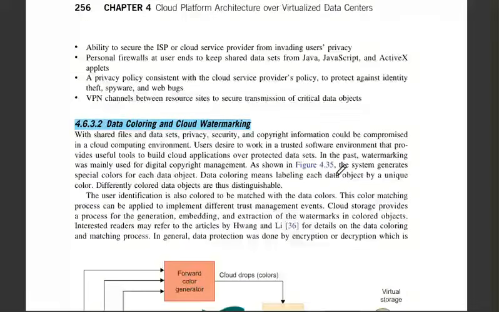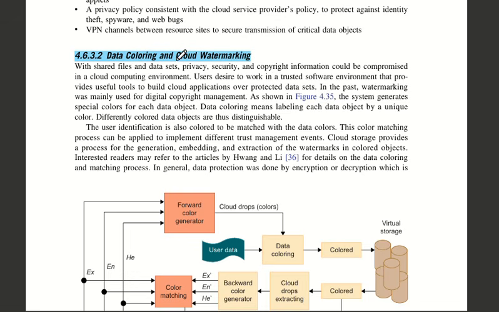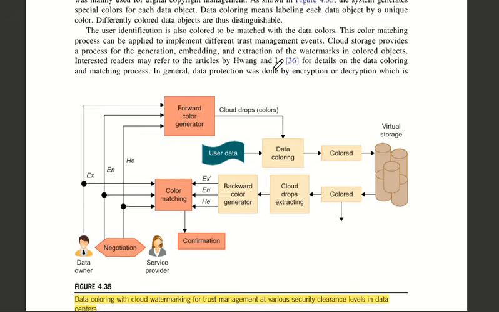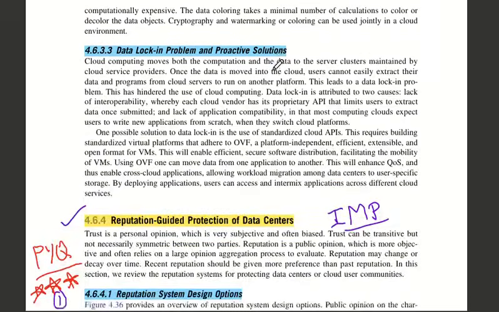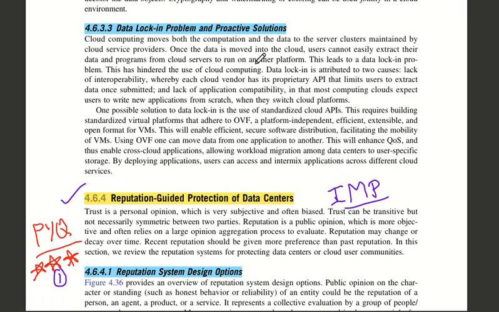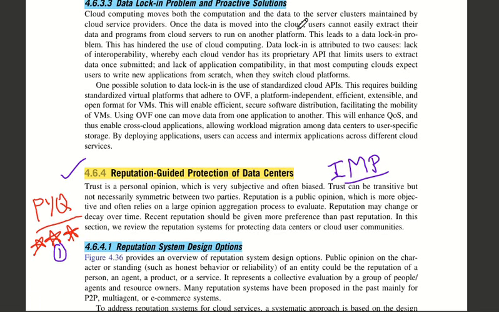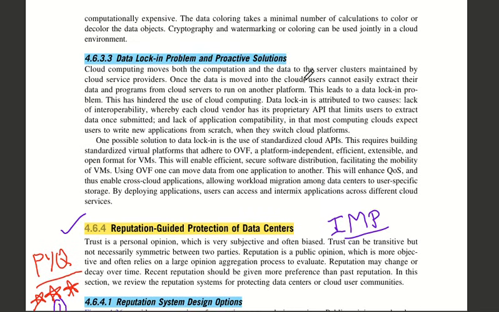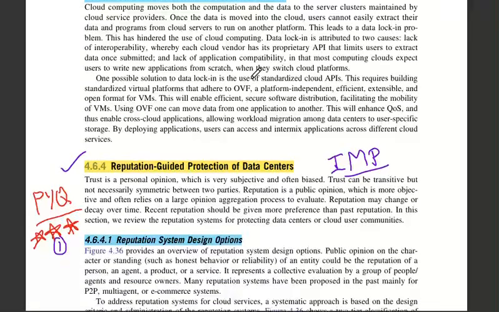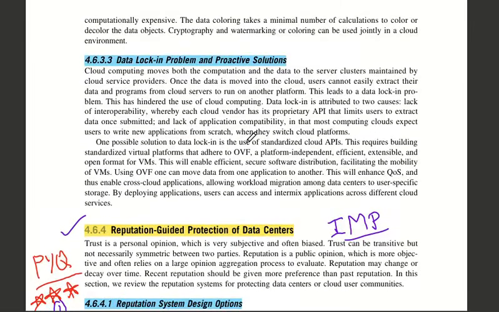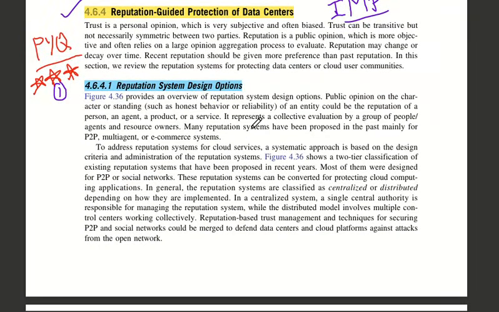Okay, then data coloring and cloud watermarking is also one of the techniques. And the third one is data lineage problem and proactive solution. Five points, and you just have to remember these points, guys. No need to read all this content. So this is a hint to write in your exam.